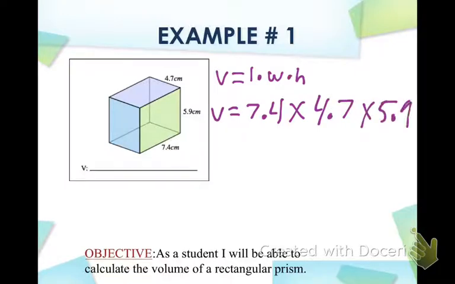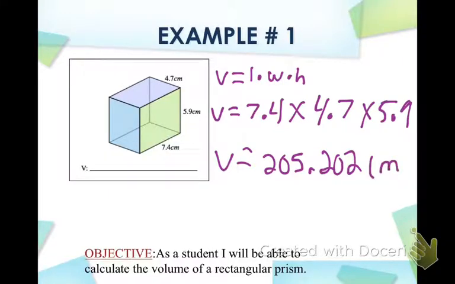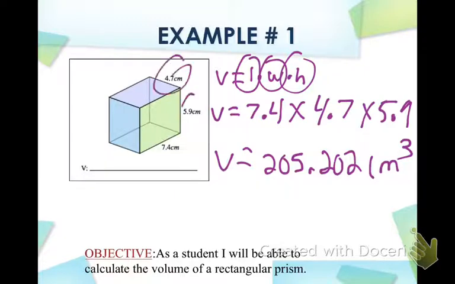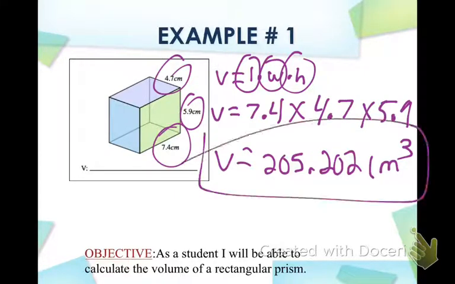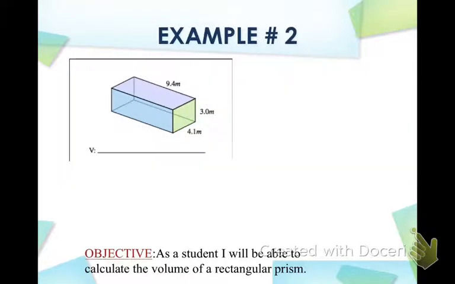If you go ahead and plug those into your calculator, you're going to get the volume equals 205.202, or 205 and 202 thousandths centimeters, and for volume, it is cubed. I remember that because I'm multiplying 3 different numbers. I have 3 different numbers here that I'm putting together. That's how I remember it in my own head. Okay, go ahead, circle your answer, move on to number 2.